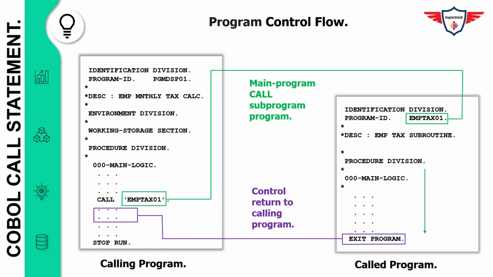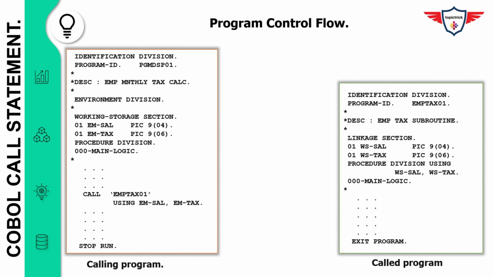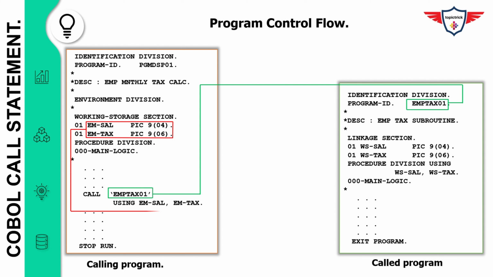Now let's look at the second example where we would be sending data from the main program to the subprogram. In this example, again we have two programs. The first one is a main program and the second one is a subprogram. If you look at the main program, we have a working storage section where we have defined two variables. The first one is salary and the second one is tax. We would be sending salary to the subprogram. The subprogram calculates the tax and returns the value to the main program.